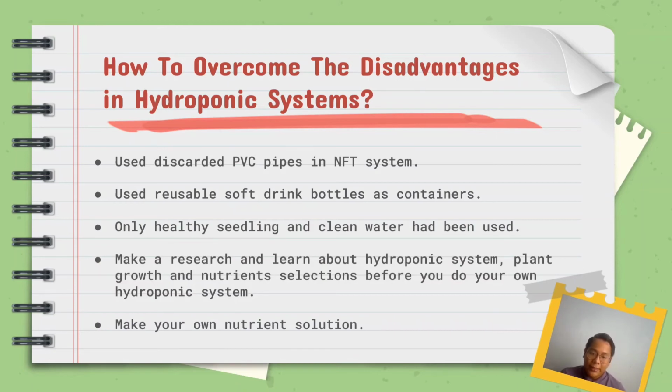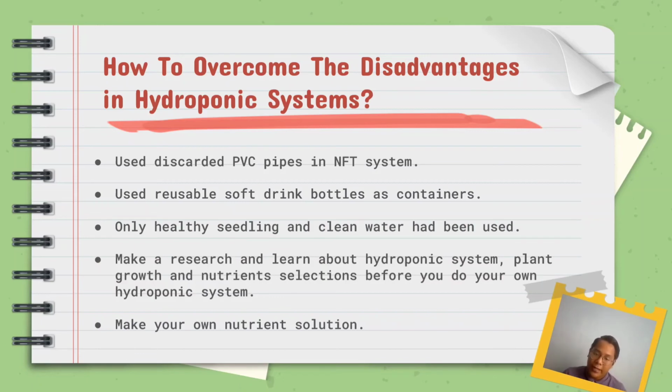The other way is to use only healthy seedlings and clean water. As I mentioned earlier, soil-borne disease spreads easily in this hydroponic system. So to prevent this, you need to use a healthy seedling from the start, before you do the hydroponic system. You need to use only clean water, so this soil-borne disease can be prevented from happening.